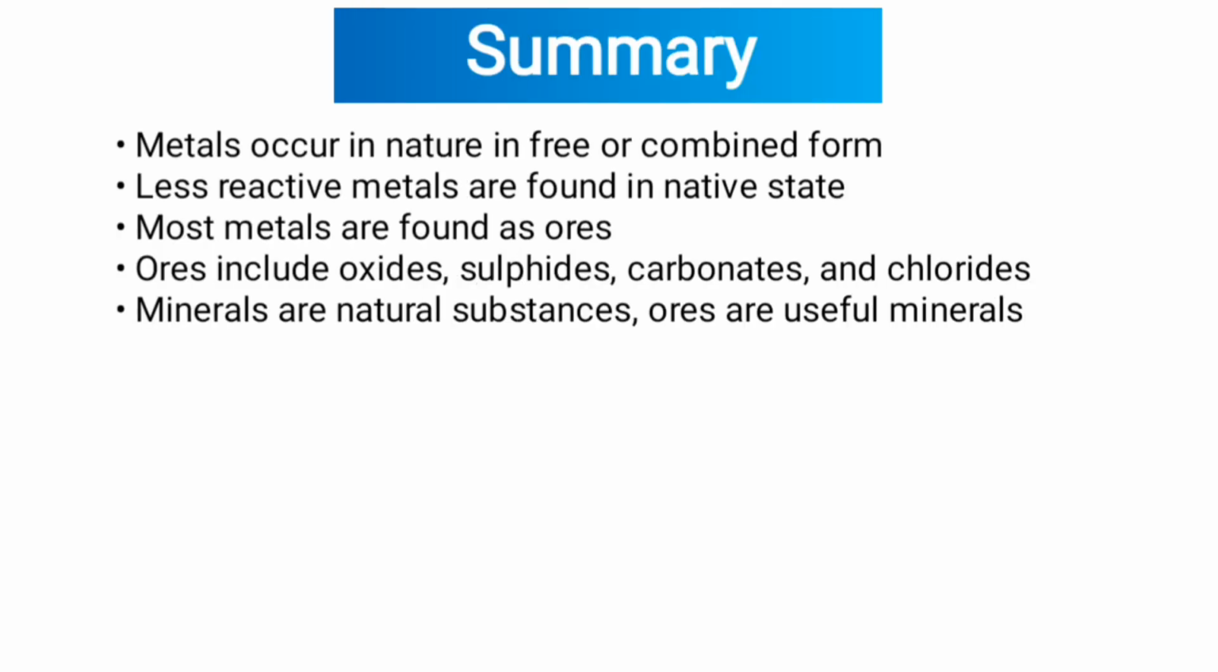Now, summary of occurrence of metals. My dear student, metals occur in nature in free or combined form. Less reactive metals are found in native state, in free state. Most metals are found as ores. Ores include oxides, sulphides, carbonates, and chlorides. Minerals are the natural substances. Ores are useful minerals. So my dear student, this is all about today's lecture on occurrence of metals.